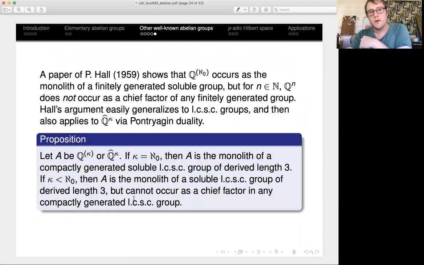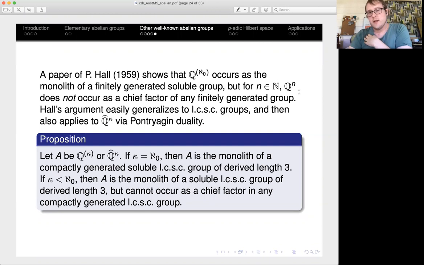Okay, so a bit of a word about these things being monoliths. There's a paper from the 50s by Philip Hall that shows that if you take countably many copies of Q, that does occur as the monolith of a finitely generated group, and you can make it soluble of derived length 3. But if you only take finitely many copies of Q, then you can't make it the monolith of a finitely generated group. There's sort of an issue that happens in terms of the prime divisors, basically, of the elements.